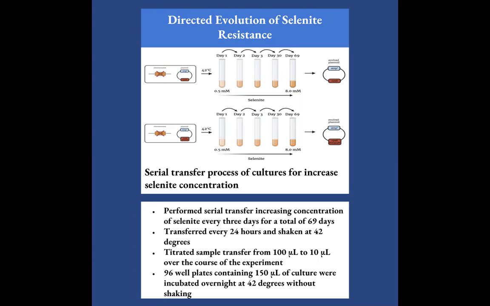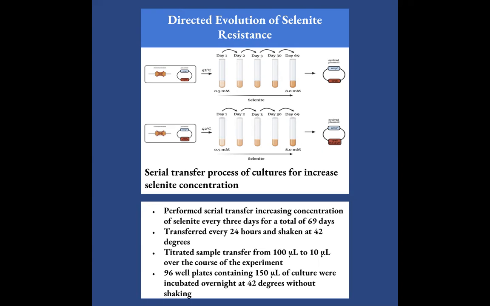We performed a serial transfer experiment, increasing the concentration of sodium selenite every 3 days for a total of 69 days, up to 8 millimolar selenite. The cultures were transferred every 24 hours and shaken at 42 degrees Celsius. We evolved 3 independent populations of both E. coli containing wild-type CysRS and containing CysRS with the H235N variant.